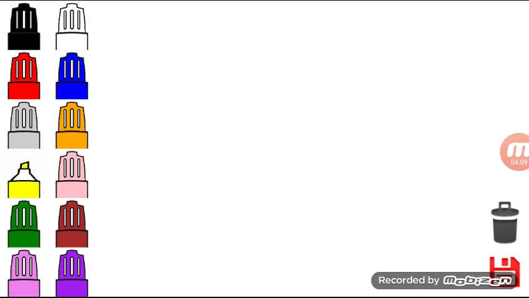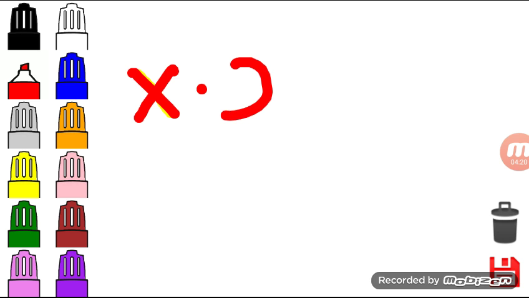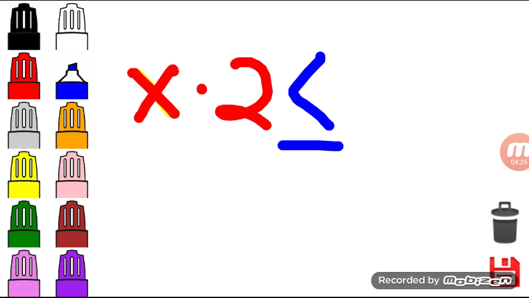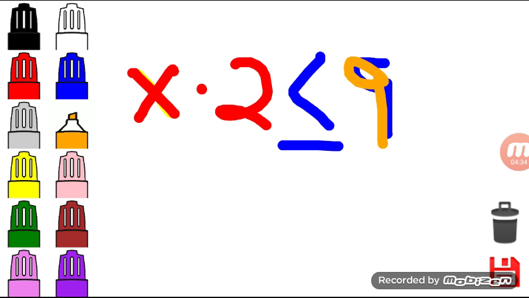So now for multiplication, you do the same exact thing. Red. So x times 2 is less than or equal to 9. Okay. So here's how you solve this one. It's exactly the same. So what you do, instead of adding or subtracting, you divide, because division is the opposite of multiplication. So you divide it by 2.